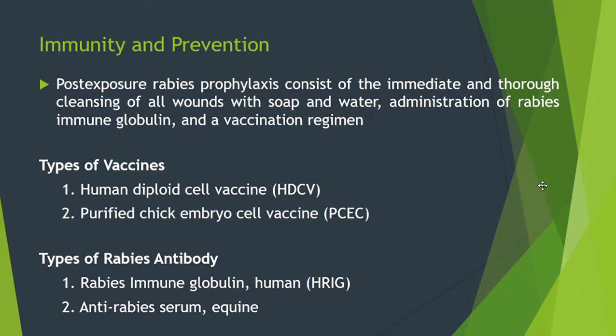Immunity and prevention. Post-exposure rabies prophylaxis consists of the immediate and thorough cleansing of all wounds with soap and water, administration of rabies immunoglobulin, and a vaccination regimen. Types of vaccines: human diploid cell vaccine, and purified chicken embryo cell vaccine. Types of rabies antibody: rabies immune globulin, and anti-rabies serum.